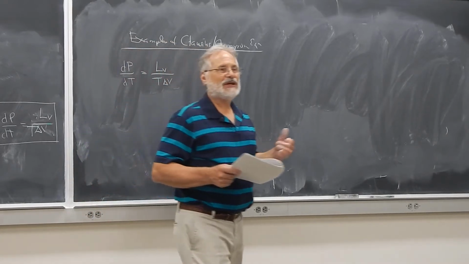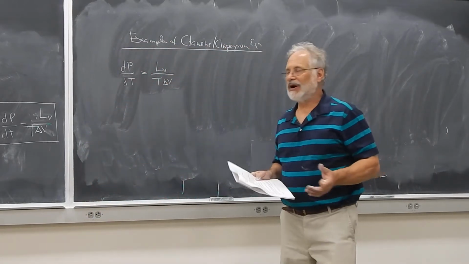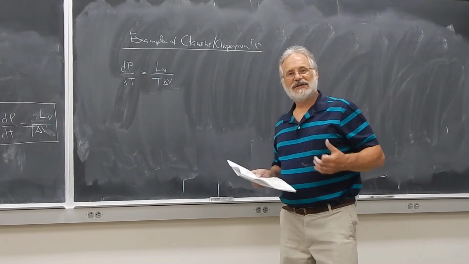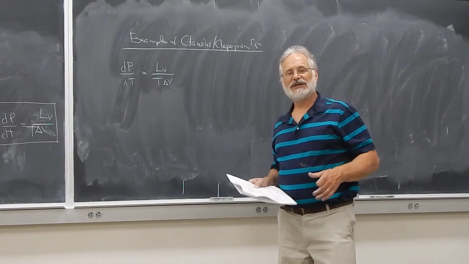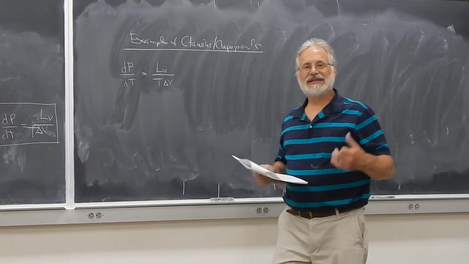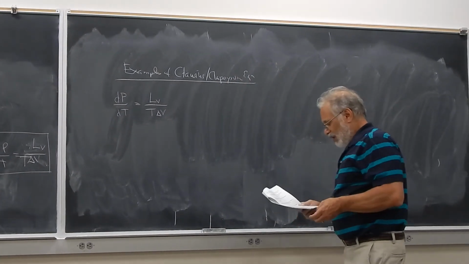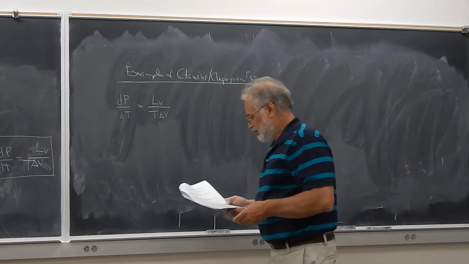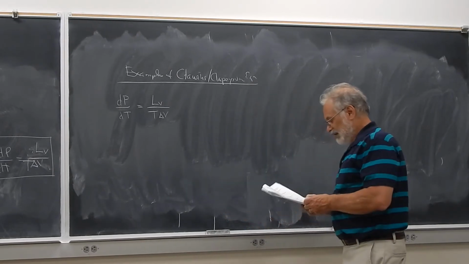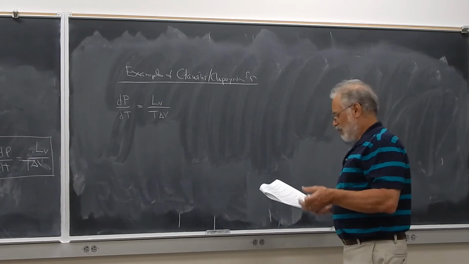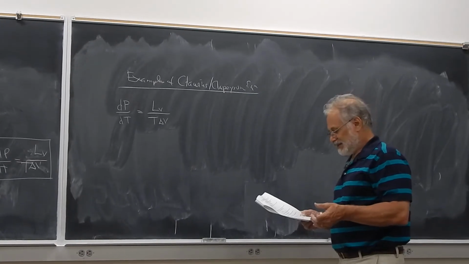Last time we talked about the Clausius-Clapeyron equation. What I'd like to do this time is actually use the equation in some rather interesting examples in phase transitions. So one of the questions you might ask is, how much pressure would be required to lower the melting point of ice by 5 Celsius degrees?